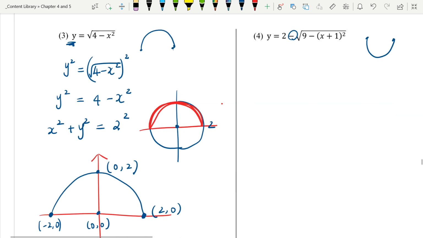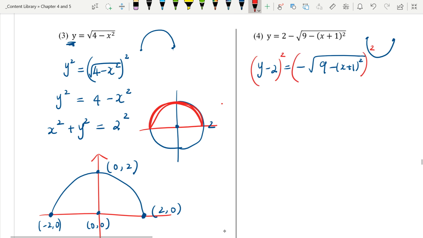If I want to rearrange this, what can I do to the 2? I can subtract the 2 to the other side. And then we have minus the square root here. And I can square both sides. After I move the 2, I square everything. I won't expand. Okay, remember, I won't expand.